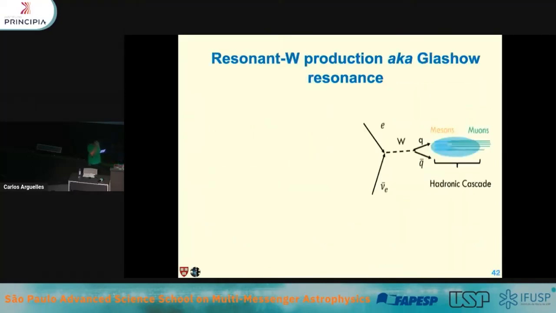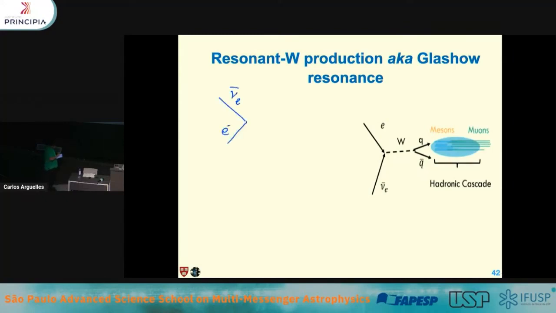Now let me tell you something that's fun. It is something that was predicted many decades ago, which is known as the Glashow resonance. And it's the following process. It's the case where you can have a neutrino interacting with an electron, or making a W. So how does this work? I'm going to draw this diagram again.